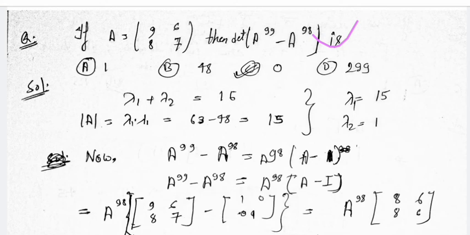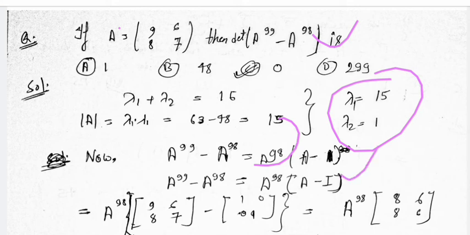Now solving this matrix, after solving this matrix, we got the eigenvalues: lambda 1 is 15 and lambda 2 is 1. Now just put the values as per the Cayley-Hamilton theorem. Here we know that easily, without using the Cayley-Hamilton theorem, we get A to the power 99 minus A to the power 98. After taking out A to the power 98, we get A minus 1.